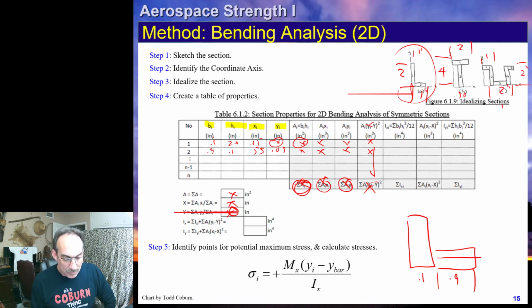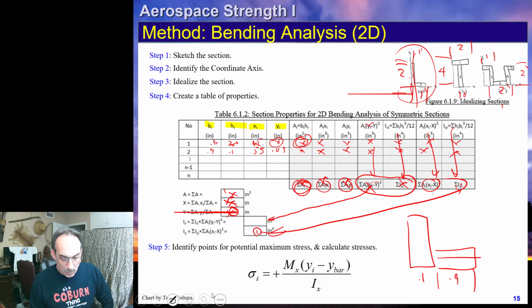This is 1/12 BH cubed. Sum those up. Now you add these two terms together, and that gets you your bending about the x-axis. We take our area times the x minus x bar squared. Add those up. Calculate our bending about the vertical axis, which is 1/12 HB cubed of each element. Sum those up, and this plus this is now our moment of inertia about the y-axis.